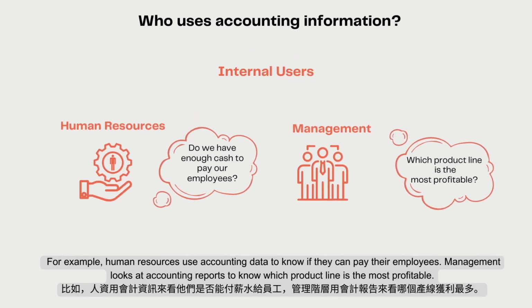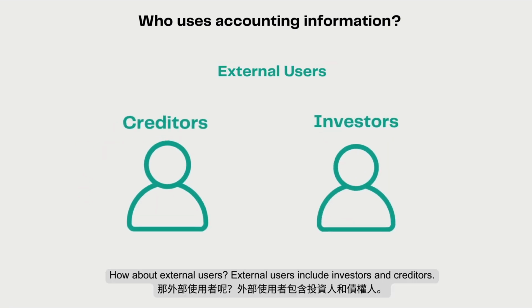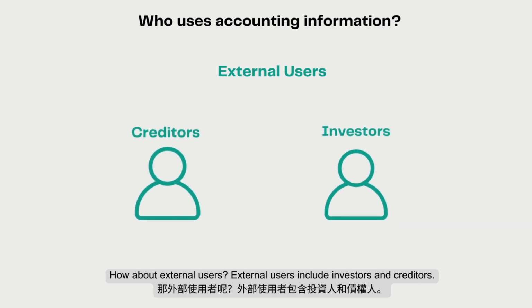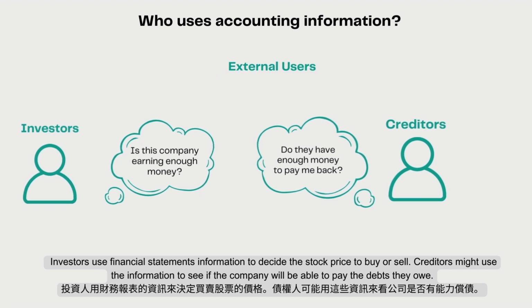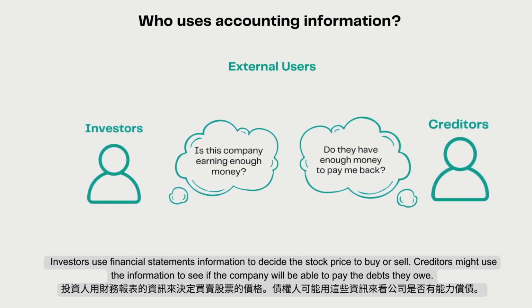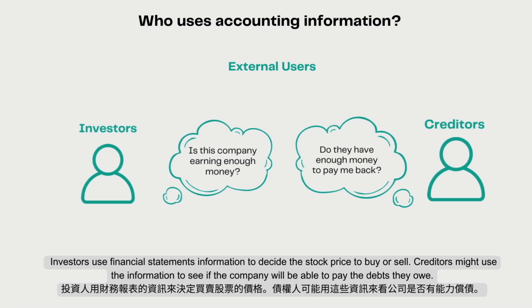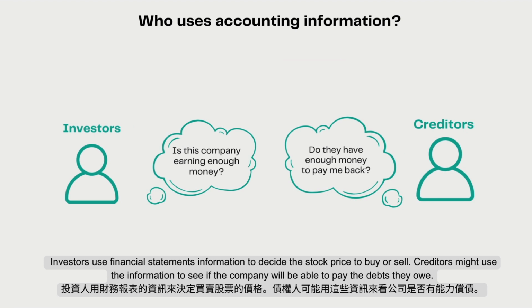For example, human resources use accounting data to know if they can pay their employees. Management looks at accounting reports to know which product line is the most profitable. How about external users? External users include investors and creditors. Investors use financial statements information to decide the stock price to buy or sell. Creditors might use the information to see if the company will be able to pay the debts they owe.